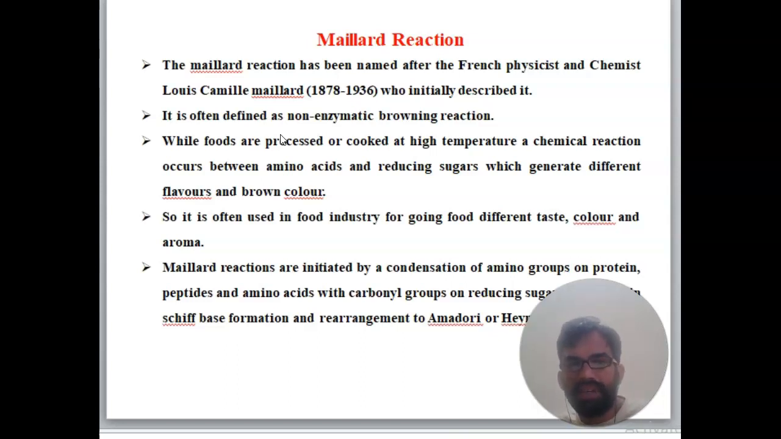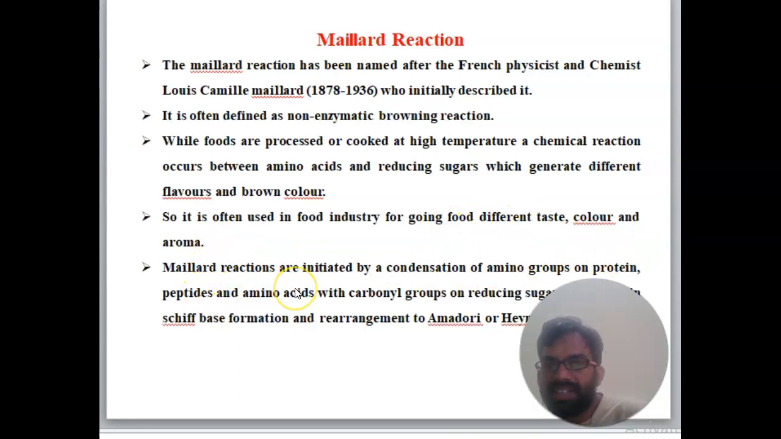While food is processed or cooked at high temperature, chemical reactions occur between amino acids and reducing sugars, which generate different flavors and brown color. This is the actual concept of the Maillard reaction. When food is processed or cooked at high temperature, the chemical reactions occur between the amino acids and reducing sugar, and then you generate different kinds of flavor and color. That is called the Maillard reaction. It is often used in the food industry to give food different taste, color and aroma.